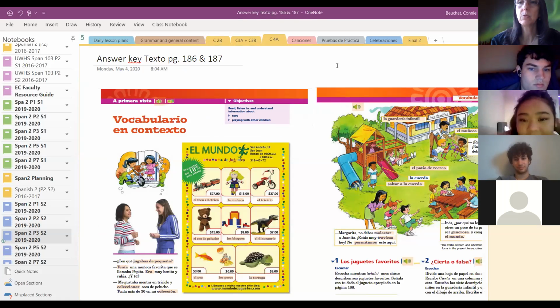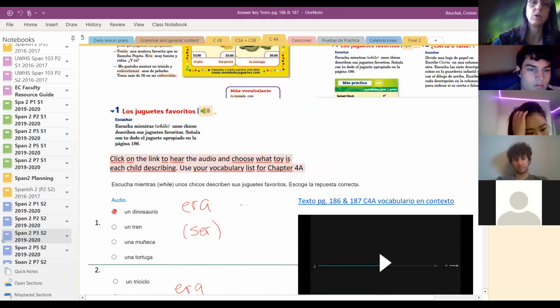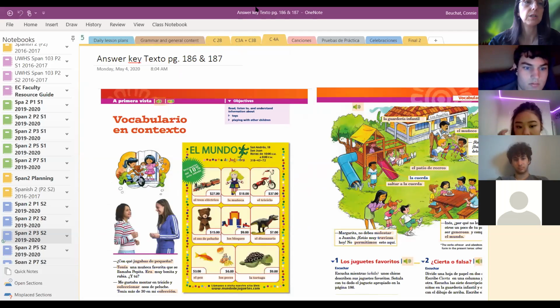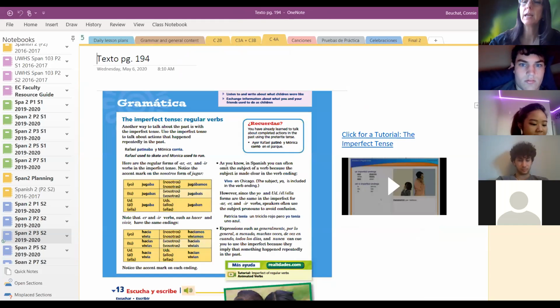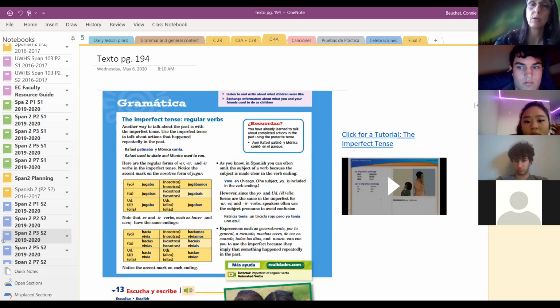The first thing I want to show you is that the answer key is posted for the work that we did last class. The answer key is posted on your content library, so if you want to check that out, it's right there. Now, everybody, go to your chapter 4A, texto página 194, the one that I am showing right now.